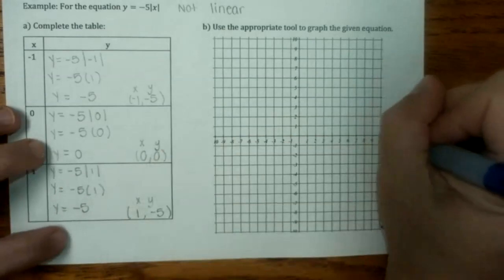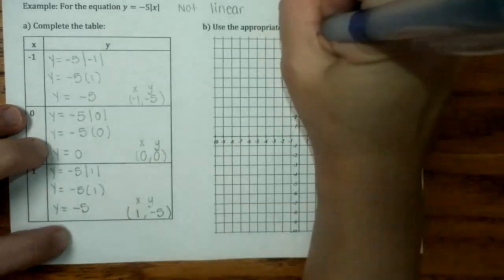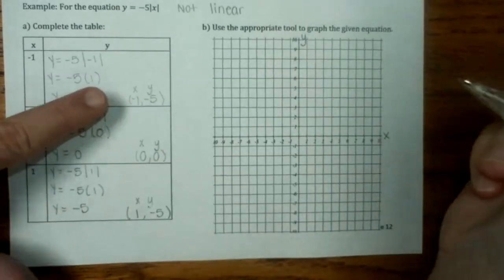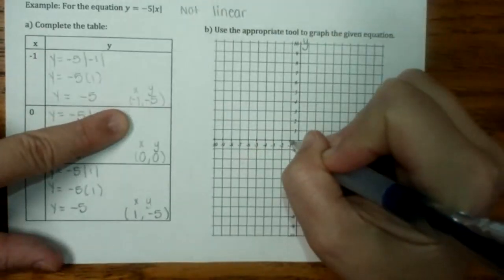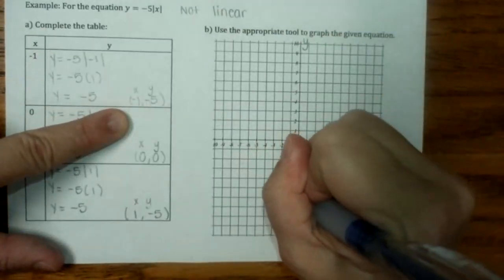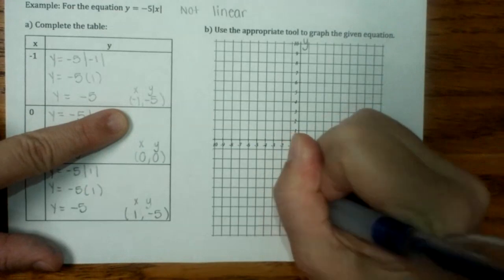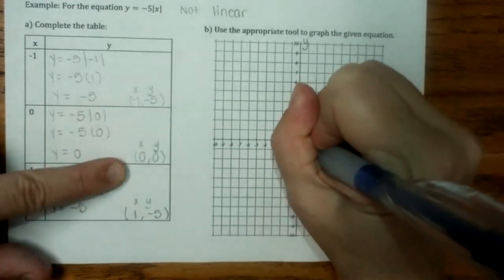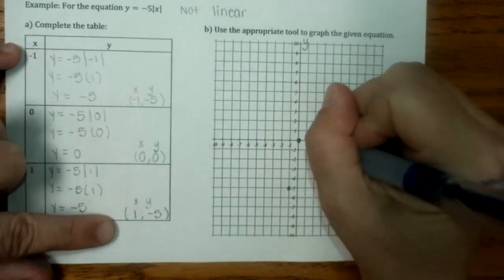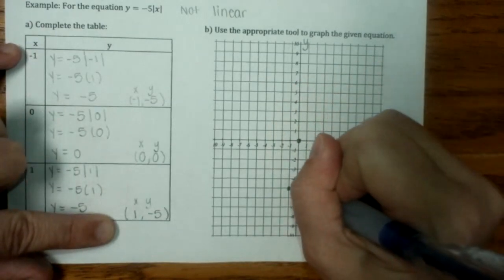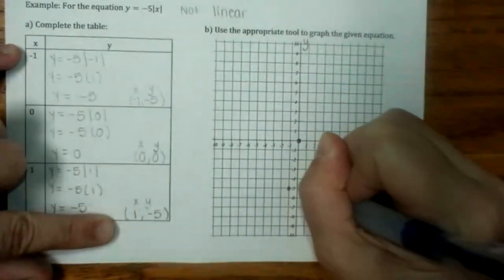All right, so our graph over here, x goes left and right, y goes up and down. So on our x value, we have -1, -5. So over -1 on our x-axis, down to -5 on our y-axis. There's our point. 0, 0, so our origin. And then 1, -5. So over +1 on our x-axis, down to -5 on our y-axis.